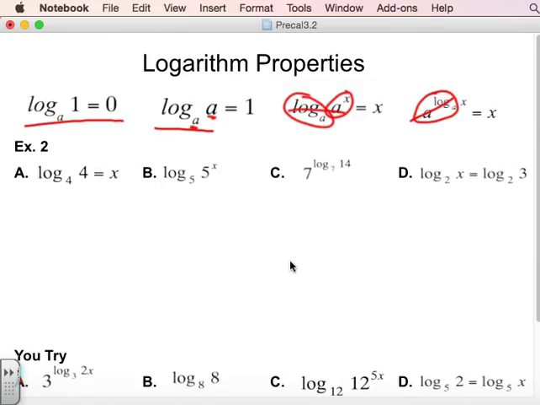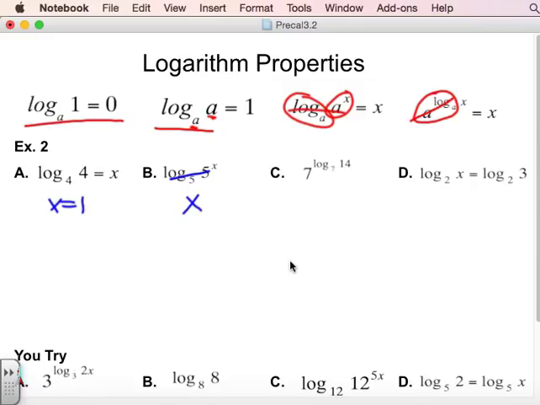Well, 4 raised to what will give me 4? Well, we know that's 1, so x is going to equal 1. Okay, it's pretty simple. Right here we've got a log base 5 with a base 5. We said those are going to cancel, right? So those cancel out and just leaves x.